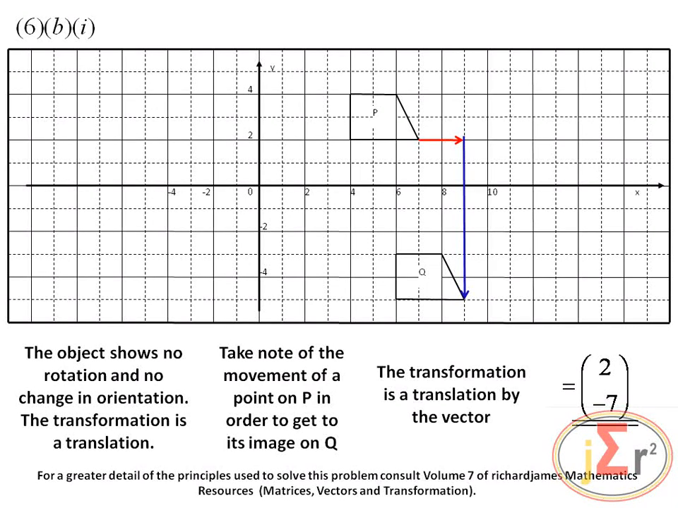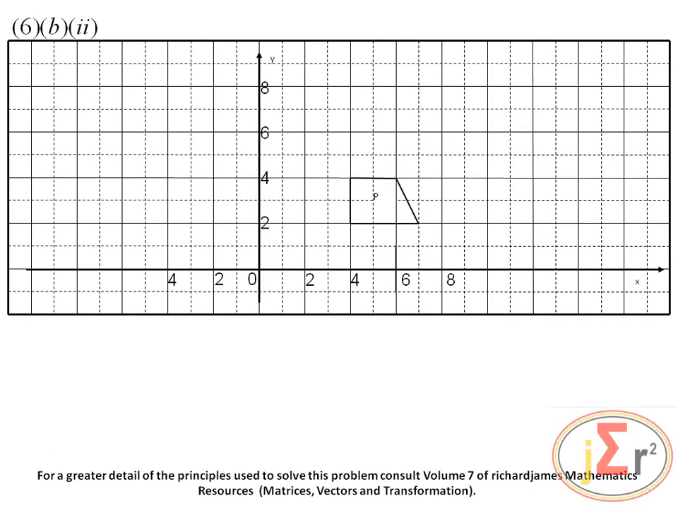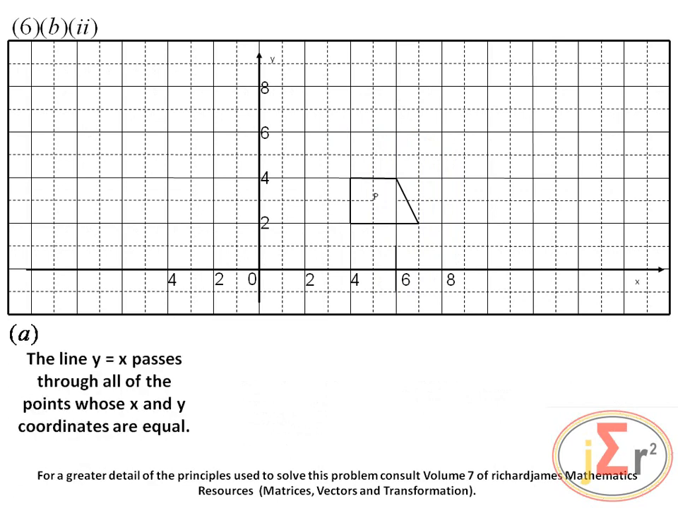Next, we will draw the line y is equal to x. How do we know that line? The line y is equal to x passes through all of the points whose x and y coordinates are equal. Okay, so it will pass through (2, 2), (4, 4), (6, 6), (8, 8), (-2, -2), and so on. So the x and y coordinates of all the points on that line are equal to each other.